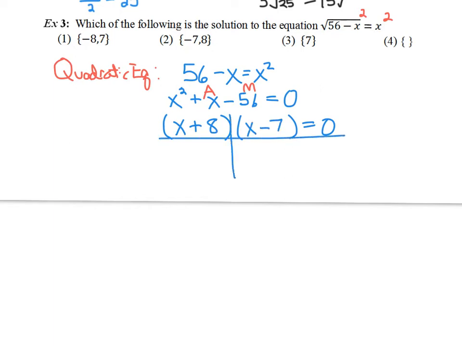Make our T-bar, set each factor equal to 0. So one solution should be x equals negative 8. The other solution should be x equals 7. Now we see that we have a variety of combinations of those answers in our choices. So of course what we're going to need to do is check both solutions. So take a few minutes and check both solutions and then come back and see if your checks agree with mine.